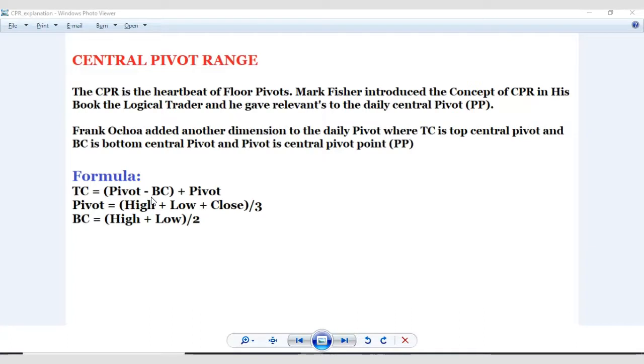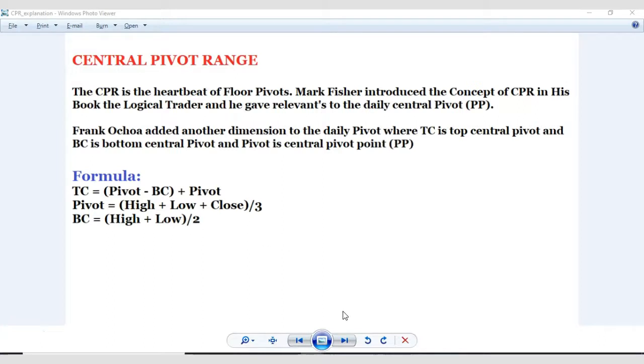Going forward in this video, I'll also tell you what are the sites which are giving this CPR range directly on the charts. Most of the Indian brokers, if you take any top level broker, they are not giving the CPR range on the charts, meaning you cannot add it on the charts directly.